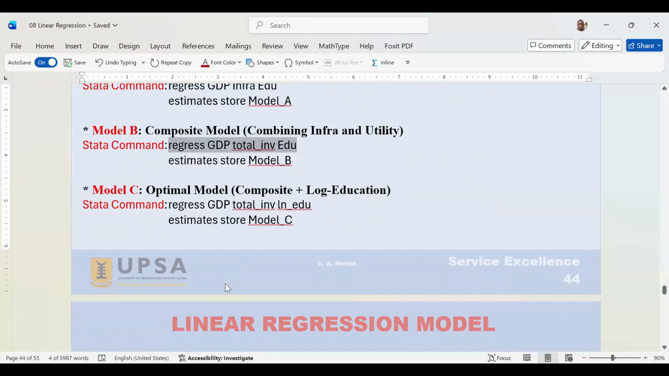Then model C. What is model C? I regress GDP over total investment and the natural log of education. I took the natural logarithm of education. So that will give us model C.